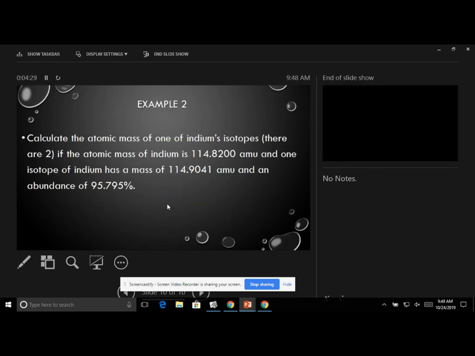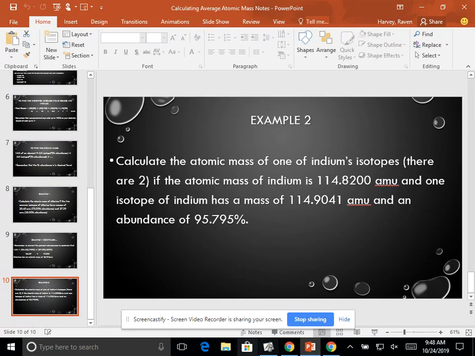So we're going to do another example. This one is where you're actually looking for something, either the percent abundance or the mass of one of the isotopes. Calculate the atomic mass of one of indium's isotopes. There are 2. If the atomic mass of indium is 114.8200 atomic mass units, and one isotope of indium has a mass of 114.9041 AMU and an abundance of 95.795%.